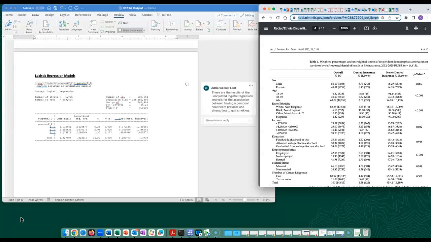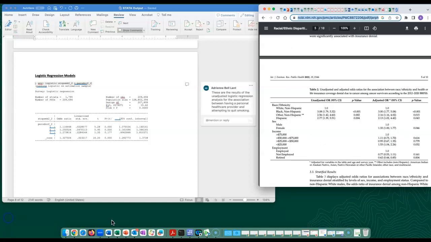After you finish your table 1, you'll want to go on to the results for table 2. Your table 2 should display the results of your logistic regression models. So for your table 2, this is showing the results of the logistic regression for the association between having a personal health care provider and attempting to quit smoking.